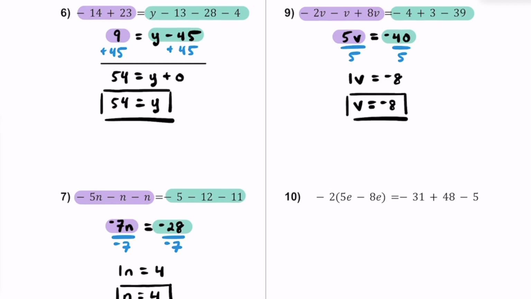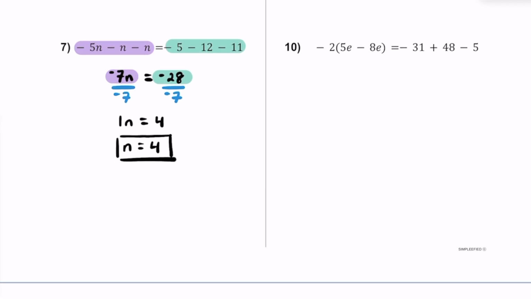All right, here's one final example. For number 10, let's go ahead and see here on the left side of the equation, we have this negative 2 times the quantity of this 5e minus this 8e. Now you could distribute first if you wanted to, or you could also combine like terms first. Now earlier in the first 5 problems, I think we combined like terms first. So I'm going to show you, in case you wanted to try this as well, you can go ahead and distribute just to see a different way of doing this.